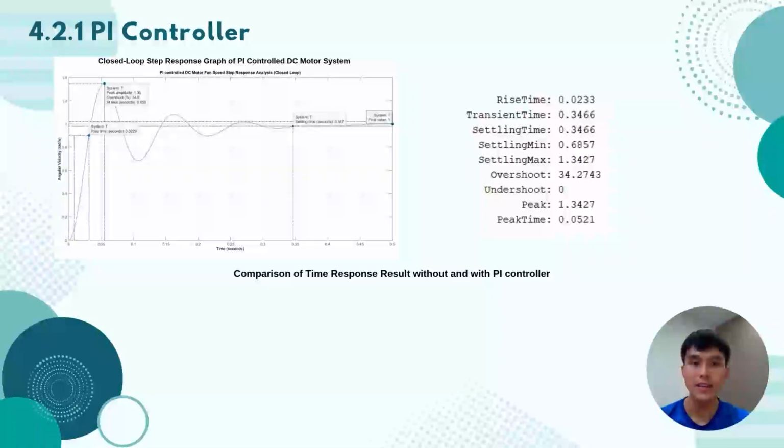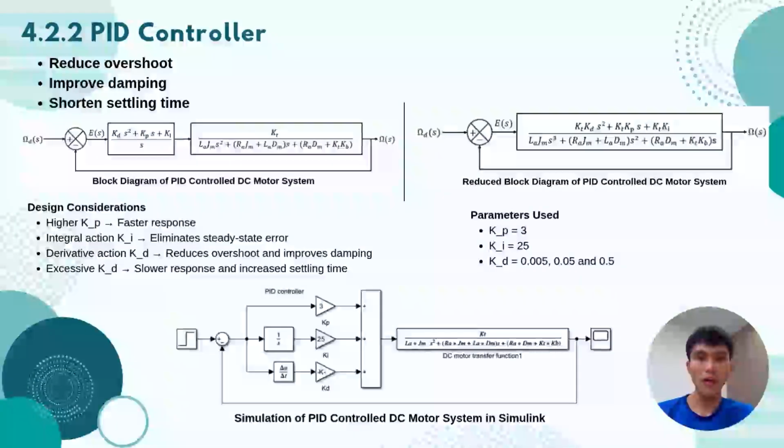Although the PI controller eliminated the steady state error, further improvement was required in settling time and also to reduce the overshoot. To overcome this limitation, a PID controller was implemented by adding derivative action. The derivative gain was introduced to reduce overshoot, improve damping, and enhance the transient response of the system, while excessive Kd will cause a slower response and increase the settling time. Thus, three values of Kd were investigated, which were 0.005, 0.05, and 0.5.